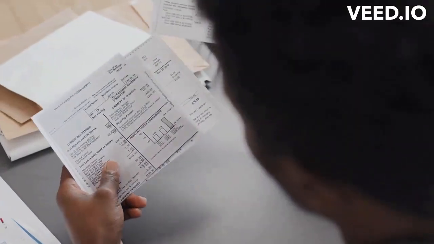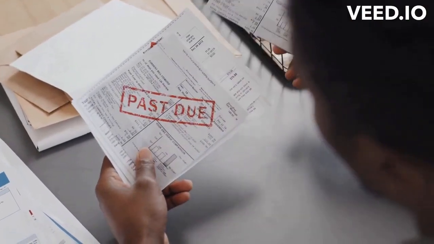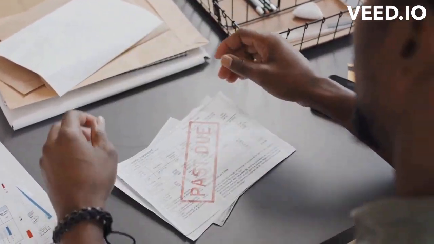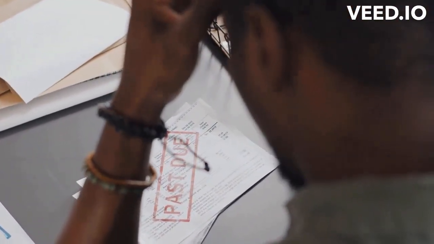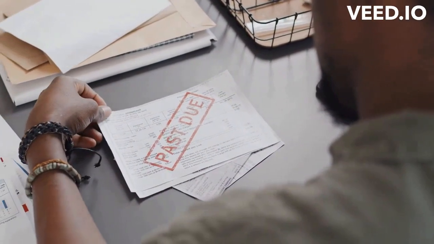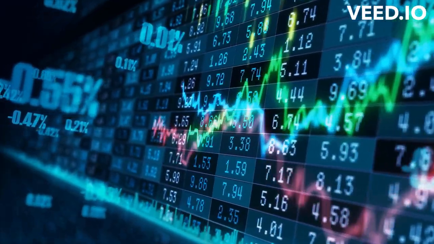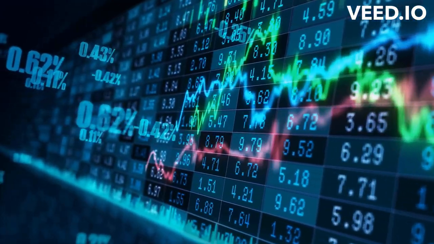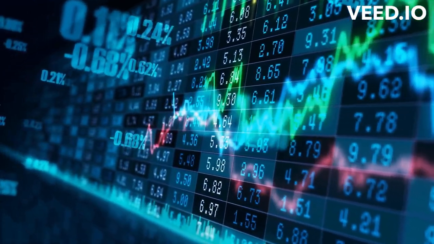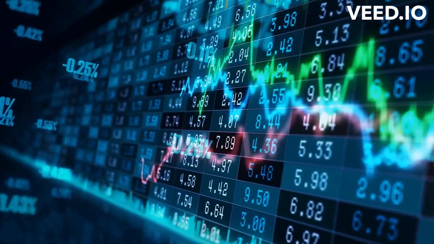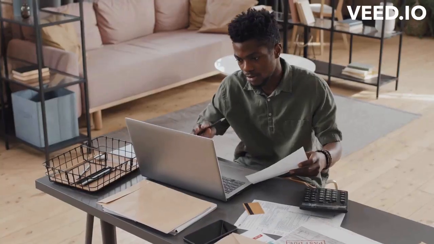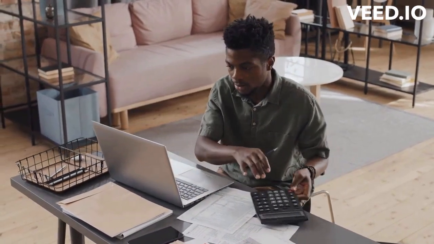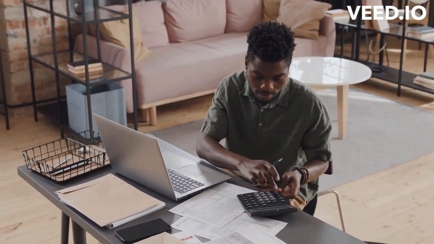1. Evaluate your current debts. Make a list of all your current debts, including the balance owed, the interest rate, and the minimum monthly payment. This will help you determine whether debt consolidation is the right option for you. 2. Research debt consolidation options. There are several options for consolidating your debt, including balance transfer credit cards, personal loans, and home equity loans. Research each option to determine which one is best for your situation.